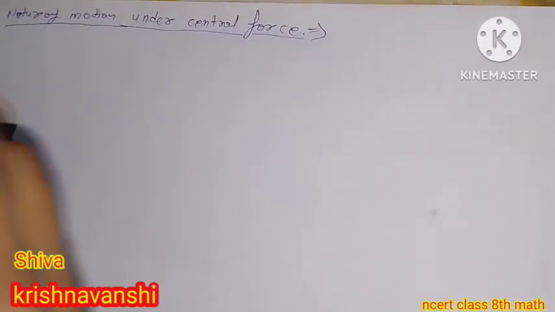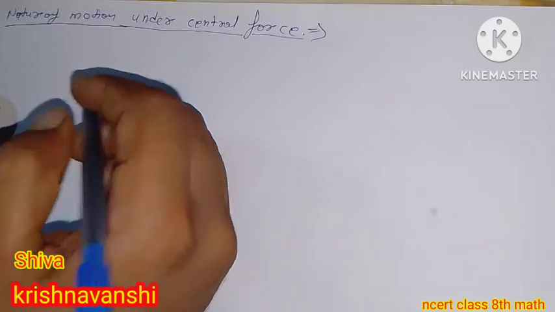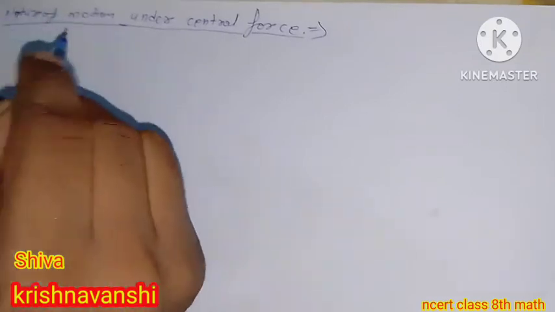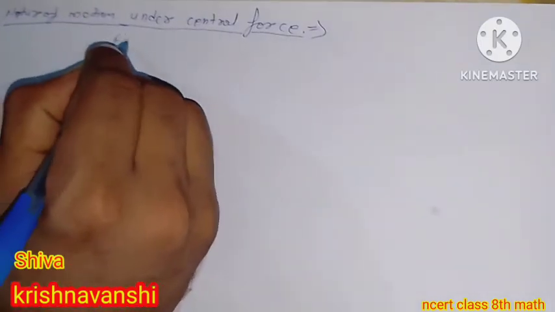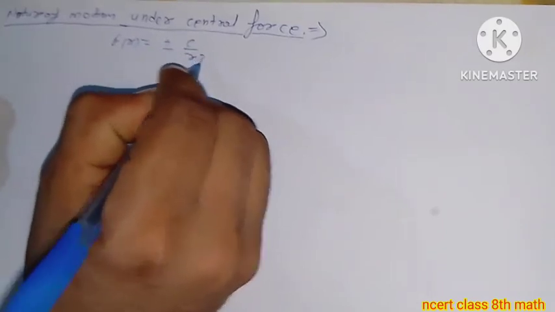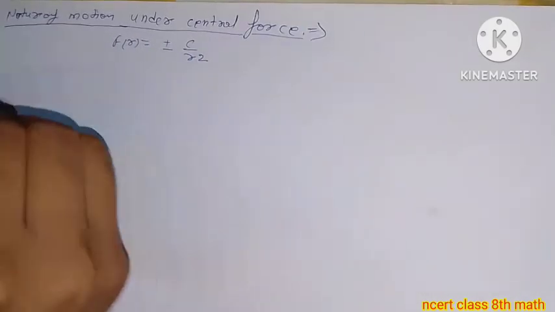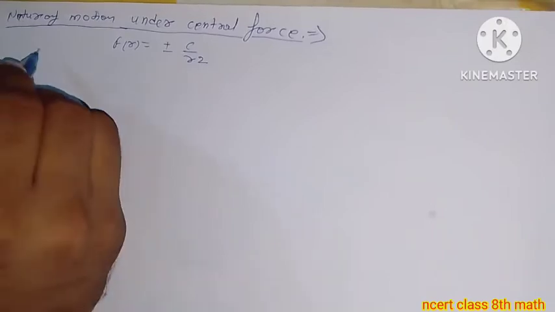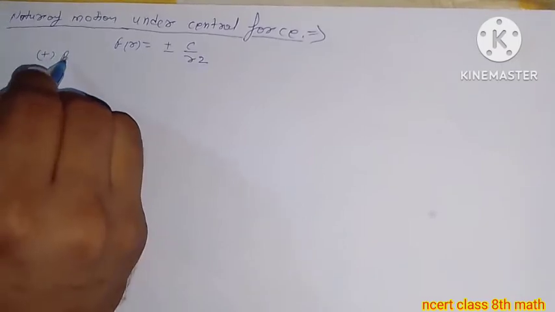Nature of motion under central force. A central force obeying the inverse square law is in general represented as Fr equal to plus or minus C upon r square, the positive sign being taken for a repulsive force.